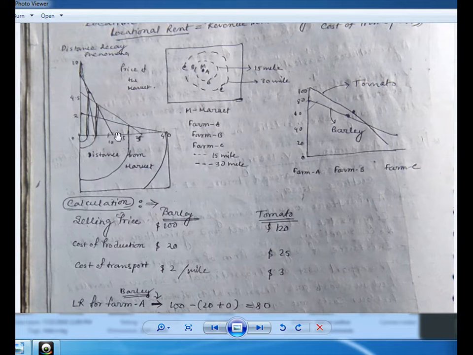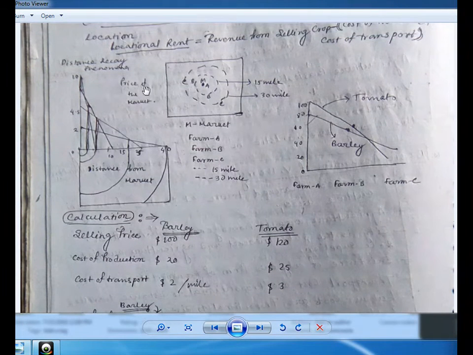Here the market, farm A, farm B, farm C, and the 15-mile and 30-mile distances are shown in this diagram along with the price at the market. So we can understand locational rent. The cost price is increasing toward the central area and decreasing with distance.